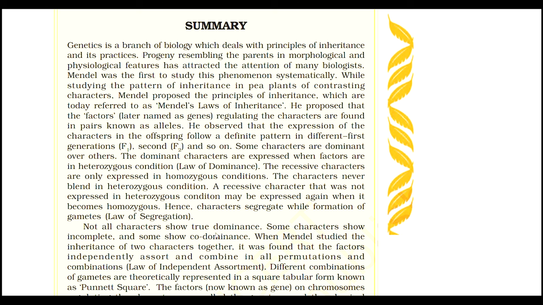When Mendel studied the inheritance of two characters together, it was found that the factors independently assort and combine in all permutations and combinations, which is the law of independent assortment. Different combinations of gametes are theoretically represented in a square tabular form known as Punnett square. The factors, which are now known as genes, on chromosomes regulating the characters are called the genotype, and the physical expression of the character is called phenotype.